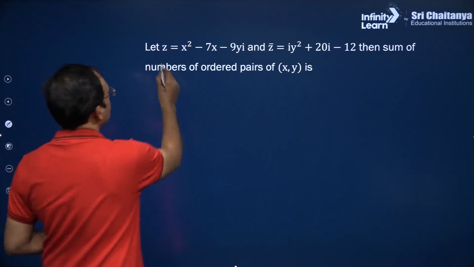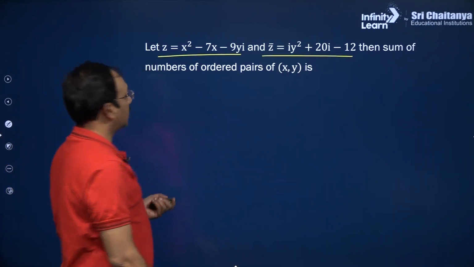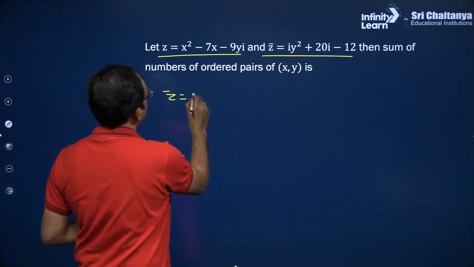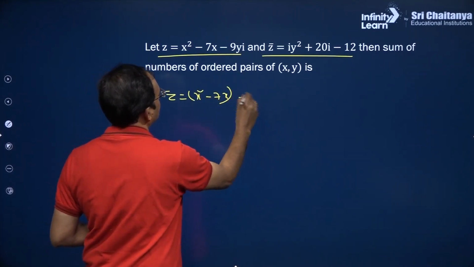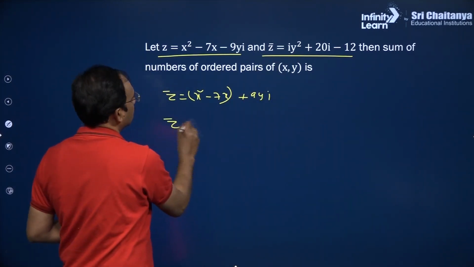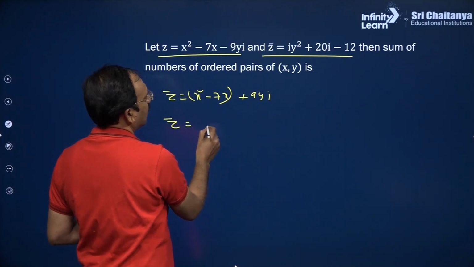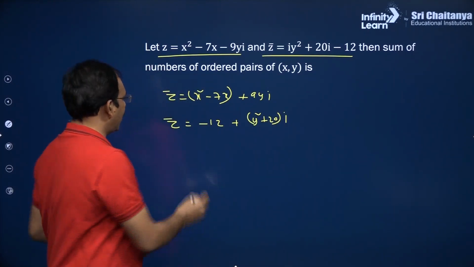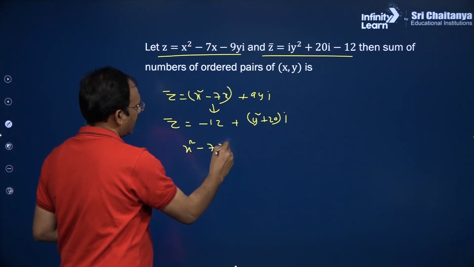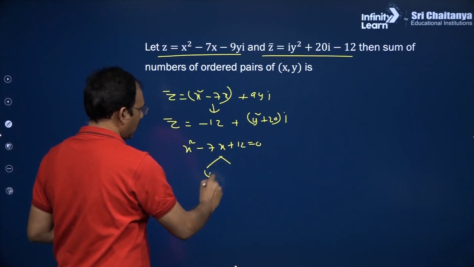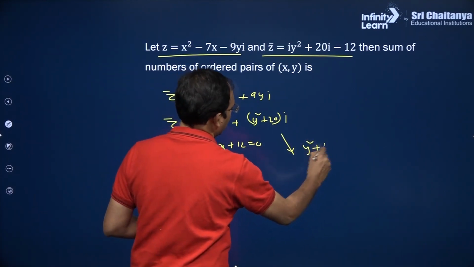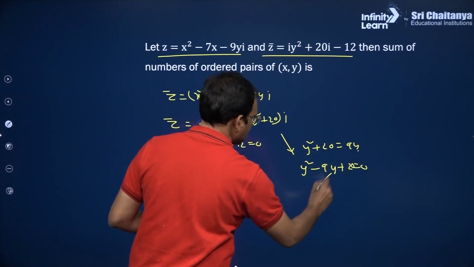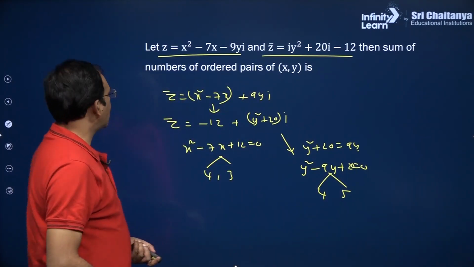Next, friends. Z is one complex number, Z bar is another complex number, then the sum of the ordered pairs x, y, the elements of x and y. You see, Z actually is x square minus 7x is the real part as it is, plus 9yi, but Z bar is actually given as, you see, real part is, we can say, minus 12 plus y square plus 20 into i. So, if these two are equal, my dear friend, these two must be equal: x square minus 7x plus 12 equal to 0. So, you can say 4, 3 x values. Here y square plus 20 is equal to 9y. So, y square minus 9y plus 20 is equal to 0. You can say 4, 5. So, what are the combinations of x, y?